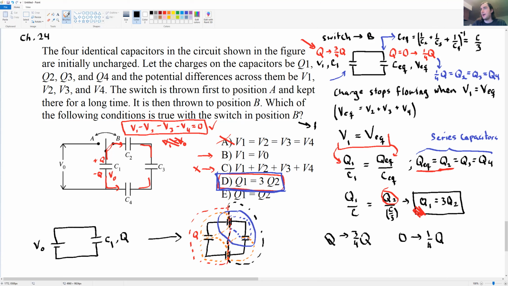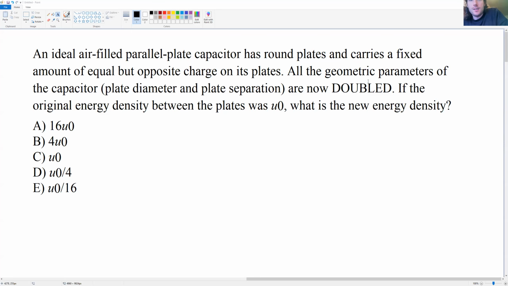Okay, so I'll go ahead and pause the recording, and we'll be back with one more question. Recording. Okay, we're back. So last question here for chapter 24.